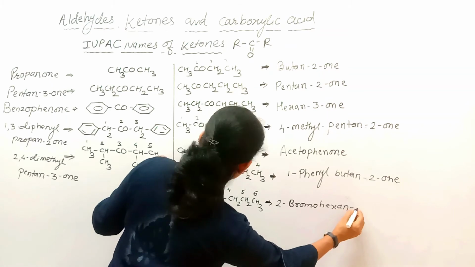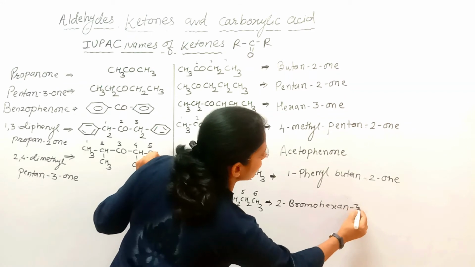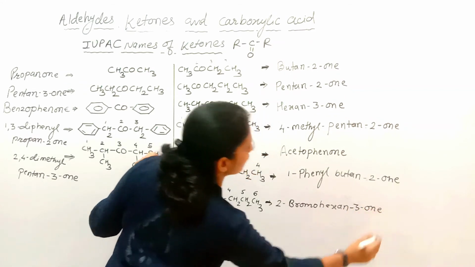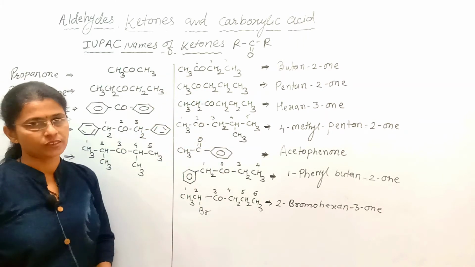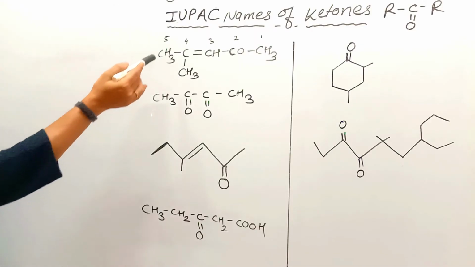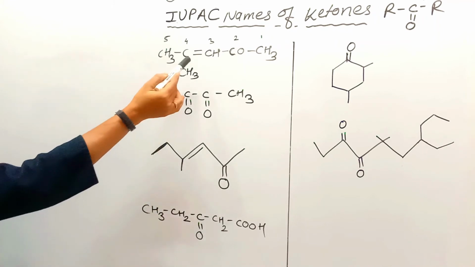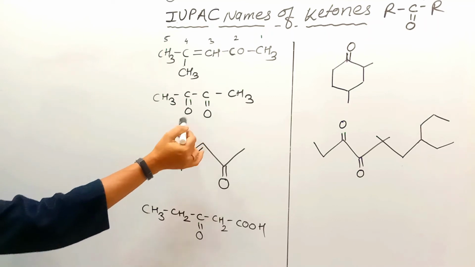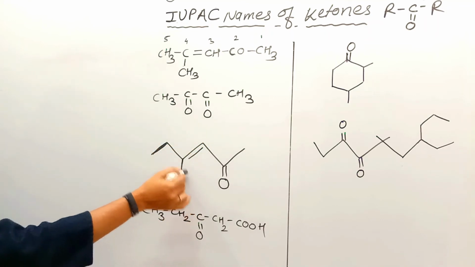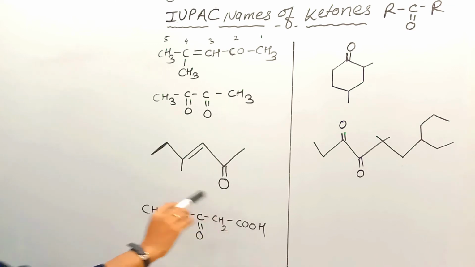E replaced by ONE, and the position of CO is 3. So hexane-3-one. Okay, so these are the IUPAC names of this compound. Now see, these are a few more examples having certain changes. Here a double bond is present. In this structure, two ketonic groups. This is a bond line formula, and in this structure there is a ketonic group along with a carboxylic group.